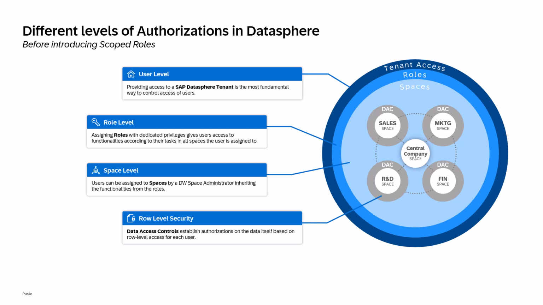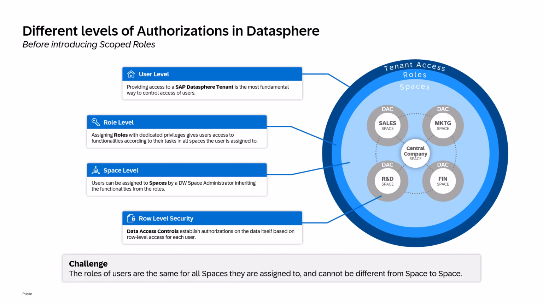So the next level is then assigning roles to users, giving them dedicated privileges to use certain functionalities, and then assigning those users to spaces by a space administrator or the system administrator. And if you want to go a little deeper even than space level, then you could also have row level security with data access control being established there.